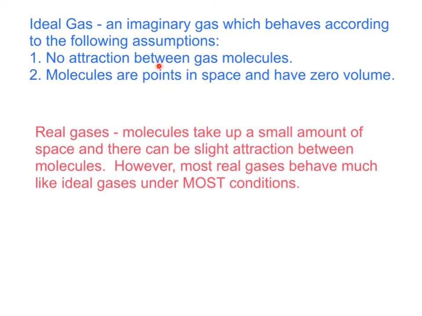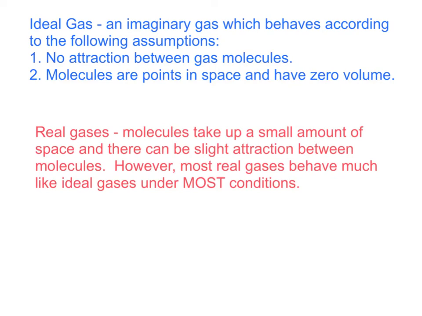One, in an ideal gas, there's zero attraction between the particles. They have no desire to stick to one another or repel away from one another. They are kind of neutral towards any other particle, like bouncy balls being hit off of each other. Number two is that molecules are points in space and have zero volume. So the volume of an ideal gas is determined by the collisions and the spacing between the particles, not by any volume that the particles occupy themselves.